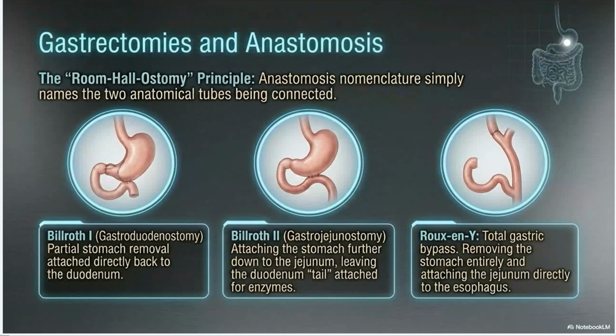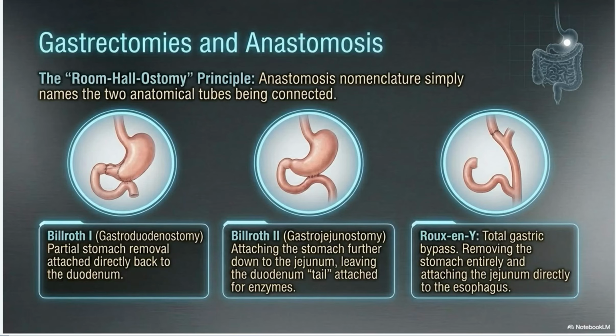Gastrectomies and anastomosis. This slide focuses on surgical procedures that involve removing part of the stomach and then reconnecting the digestive tract through a process called anastomosis. When part of the stomach must be removed due to cancer, ulcers, or severe damage, surgeons must create a new pathway for food to travel through the digestive system.